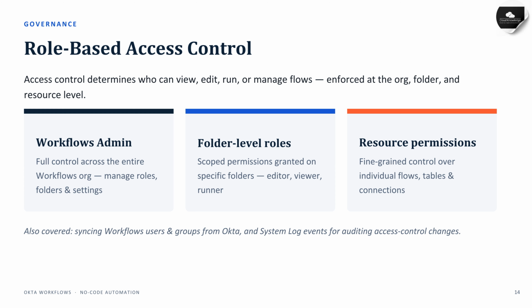At the top, Workflows admin, full control across the entire Workflows org, managing roles, folders, and settings. In the middle, folder-level roles, scope permissions granted on specific folders, like editor, viewer, or runner. And at the bottom, resource permissions, fine-grained control over individual flows, tables, and connections.